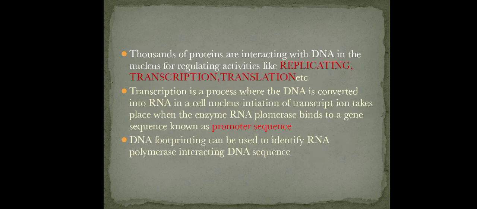Thousands of proteins interact with DNA in the nucleus, regulating activities like replication, transcription, translation, etc. Transcription is a process where DNA is converted into RNA in the cell nucleus. Initiation of transcription takes place when the enzyme RNA polymerase binds to a gene sequence known as the promoter sequence. DNA footprinting can be used to identify the DNA sequence that RNA polymerase interacts with.